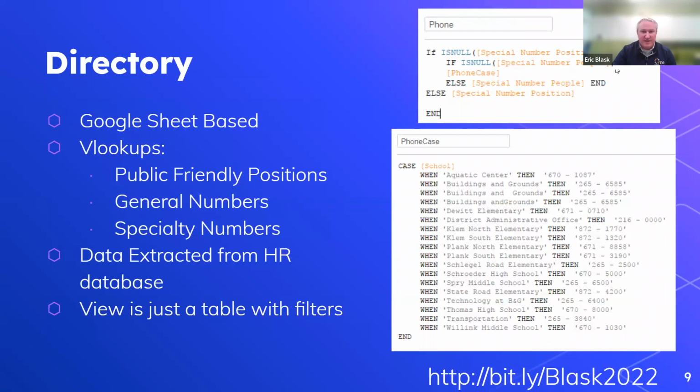So I wrote an if statement that basically just looks for, if they have a special number in the table, then it gives them the number. If they have a special position that gives a number, it gives that phone number. Otherwise, they just get the generic phone number that is based off the school where they attend or where they work.